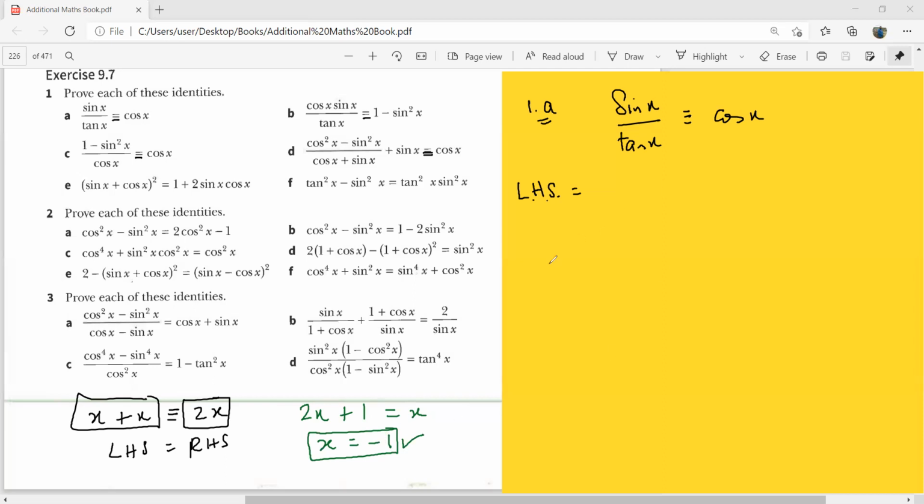Okay? So while solving equations, if you're solving a linear equation, you have one solution. For quadratic equations, you can have up to two solutions. For cubic equations, you can have up to three solutions.